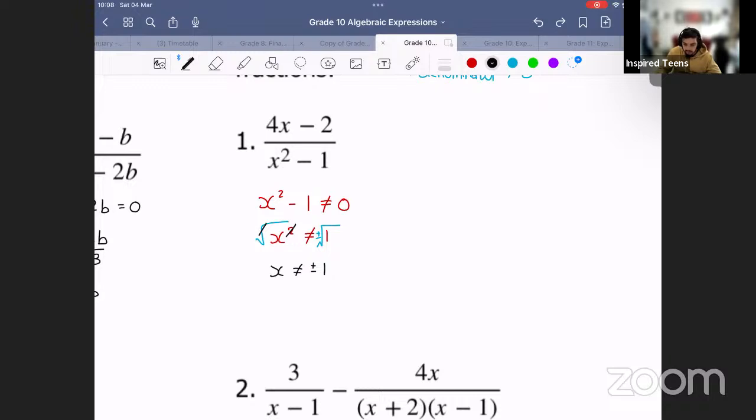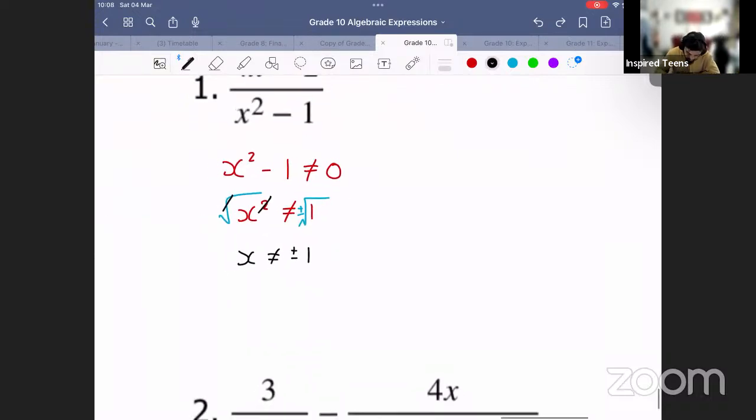This is still part of algebraic expressions. It's the first topic that we did. Next, we'll be doing exponents, equations, and inequalities. And then after that, we'll be going into trigonometry. So x cannot be equal to plus or minus 1. I have determined the restriction.